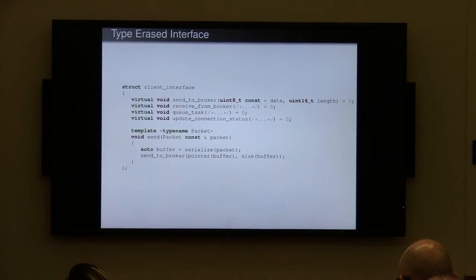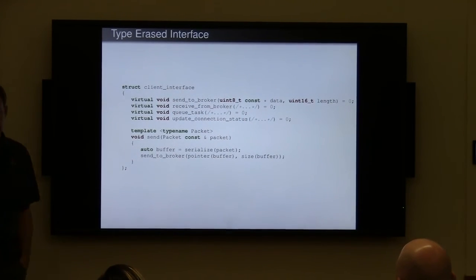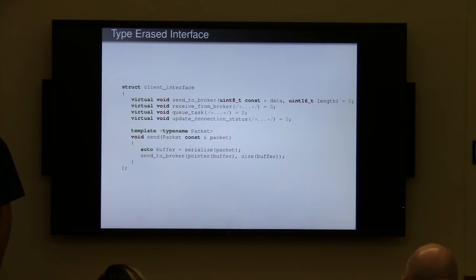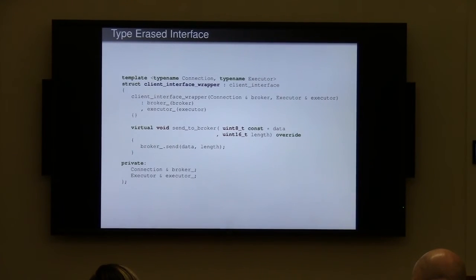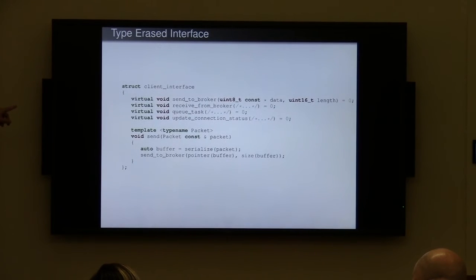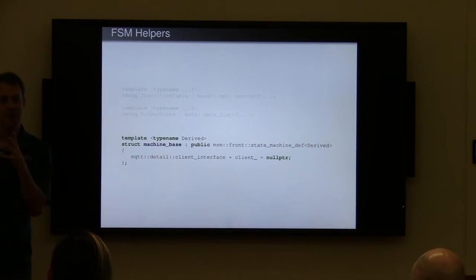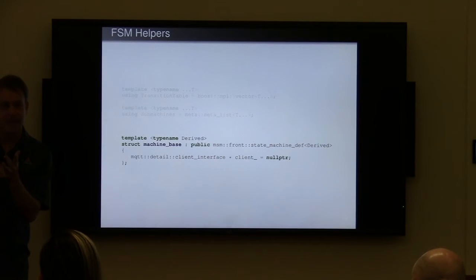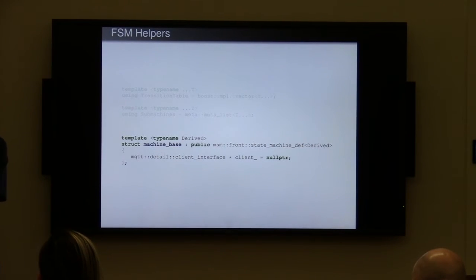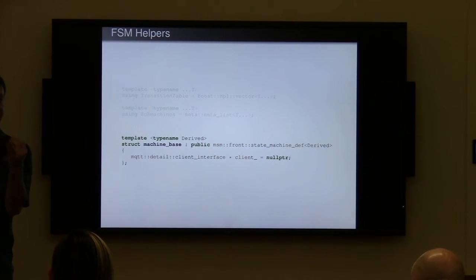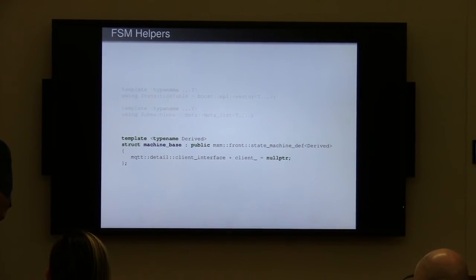So what is client interface? If you remember, when we were constructing our client initially, we were passing in the connection and the executor by reference, and that was hanging out. Well, it's still hanging out. It's going to be this type over here, this client interface wrapper. But the problem is that the client interface wrapper itself is decorated with the types of the connection and the executor. And what I might want to call back into the main class, which is the client itself, I can't do without knowing what those types are.